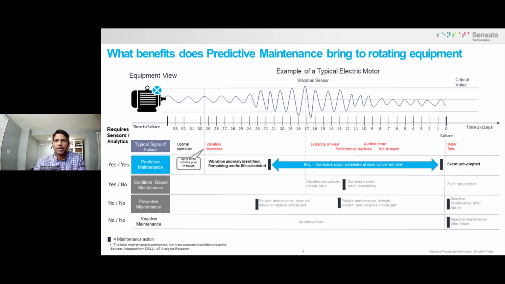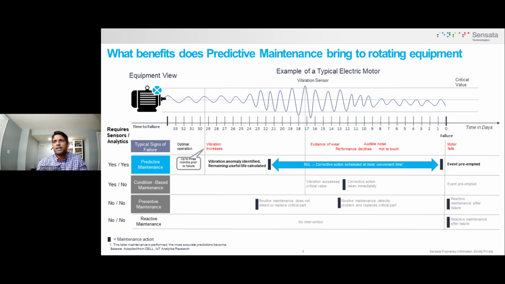So if you look at the reactive maintenance at the bottom, there is nothing, no maintenance being done. And after the failure has occurred, you basically fix the machine. In preventative maintenance, you do routine maintenance to replace the critical part. You keep doing that, but if you're not solving the right problem, you'll still have to fix the machine after the failure has occurred.